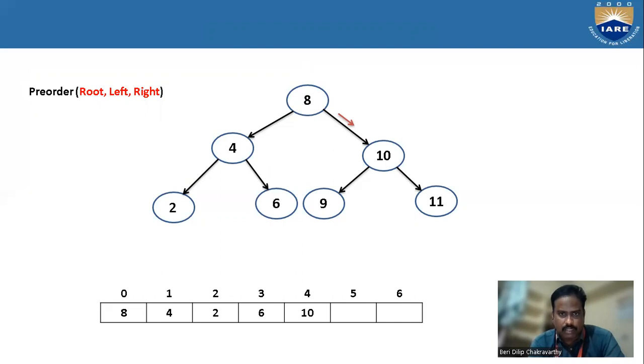Root is 10 and left is 9, and right is 11. So in this way I am getting the pre-order traversal for the tree. I hope it is clear. It is simple: first we traverse the root node, then we go to the left subtree. In the left subtree again we display the root node, then we move to the left, then we move to the right.